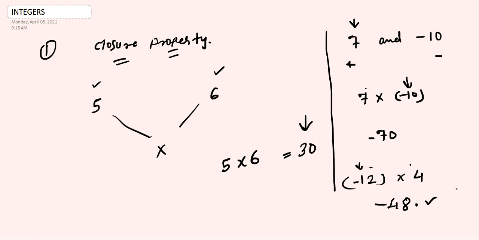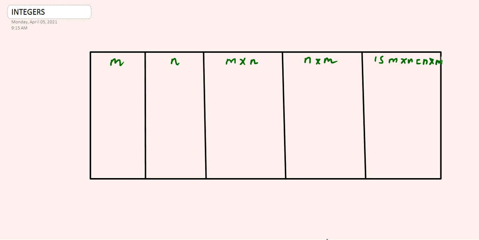Okay, then next property is commutative property. Commutative property means what? As you can see here, we are having M and N. You can assume any other alphabet, no problem. If you want to assume here A and B, you can. If you want to assume here C and D, X and Y, M and N, P and Q, whatever you want to assume, you can assume, no problem.